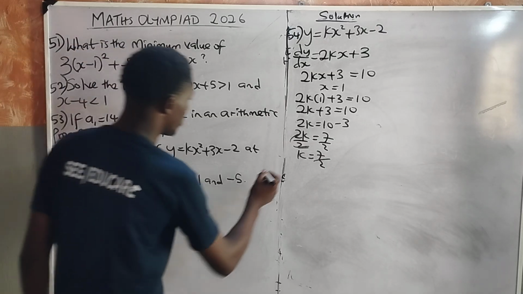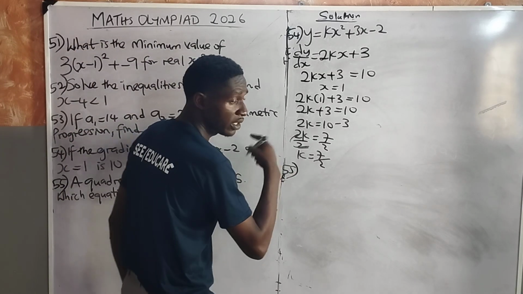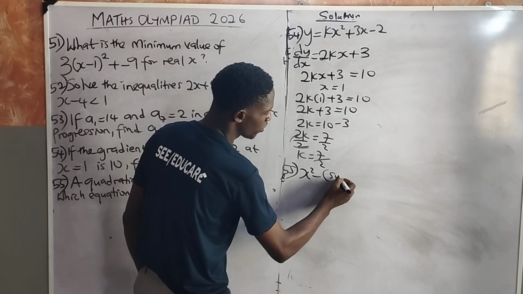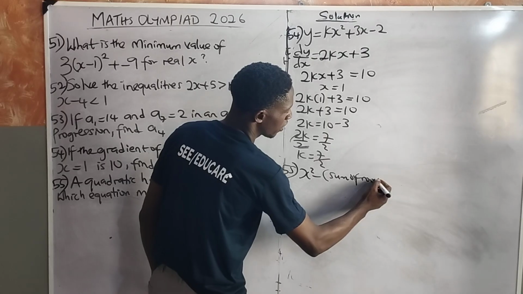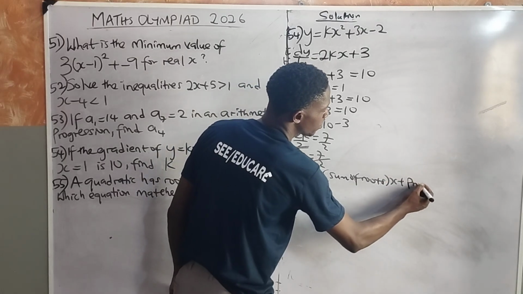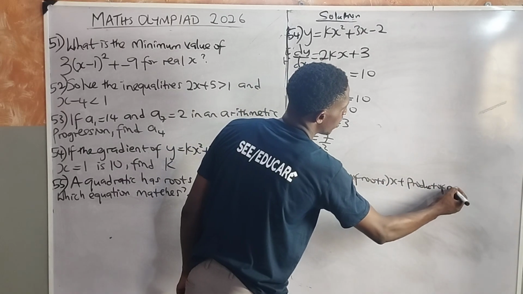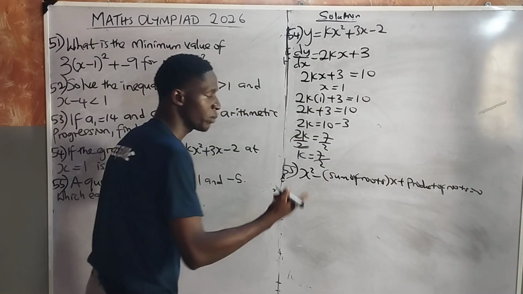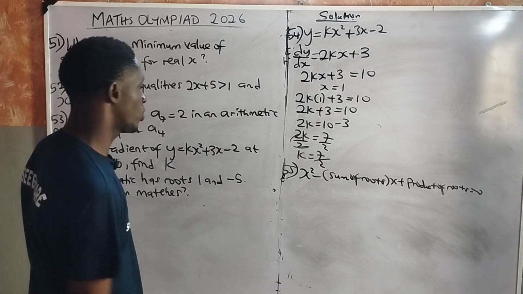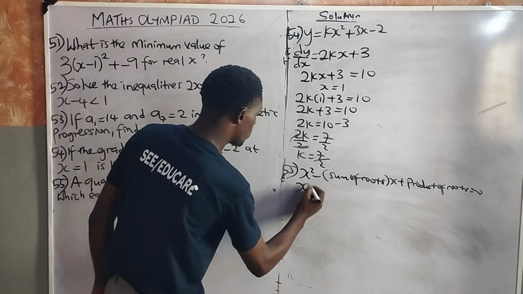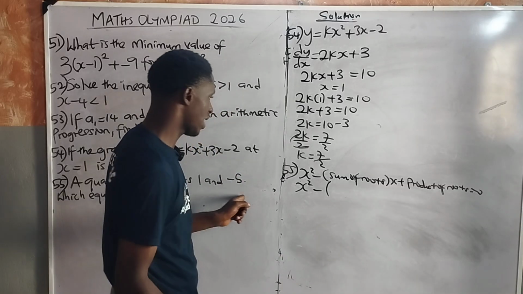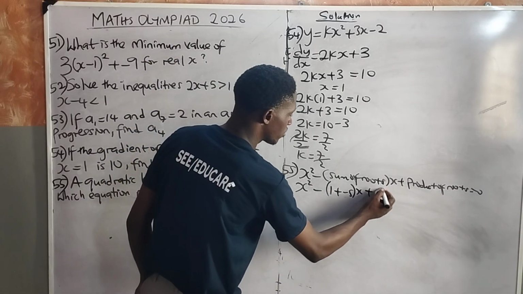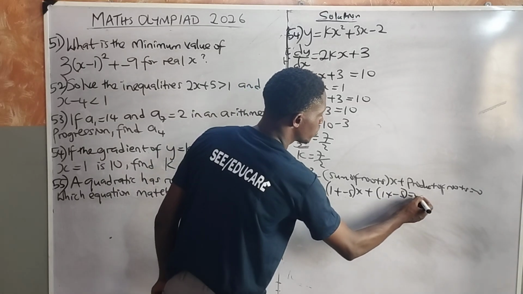Then the last question, number 55. I gave in one of our solving that you can use this: x squared minus sum of roots times x plus product of roots equal to 0, or you can write it as x squared minus (a plus b)x, depending on what you want to do. So we have x squared minus bracket, let's add the roots, 1 plus minus 5, then bracket x plus 1 times minus 5 equal to 0.